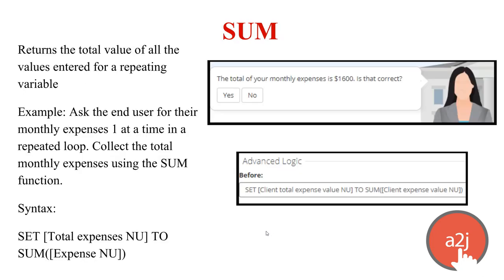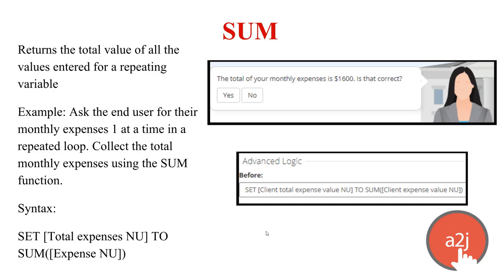Sum is a function that returns the total value of all values entered for a repeating variable. So for example, if you ask the end user one at a time what their monthly expenses or their income are, and then you use the function sum to total that up. So you want to set client total expense value NU to the sum of client expense value NU.